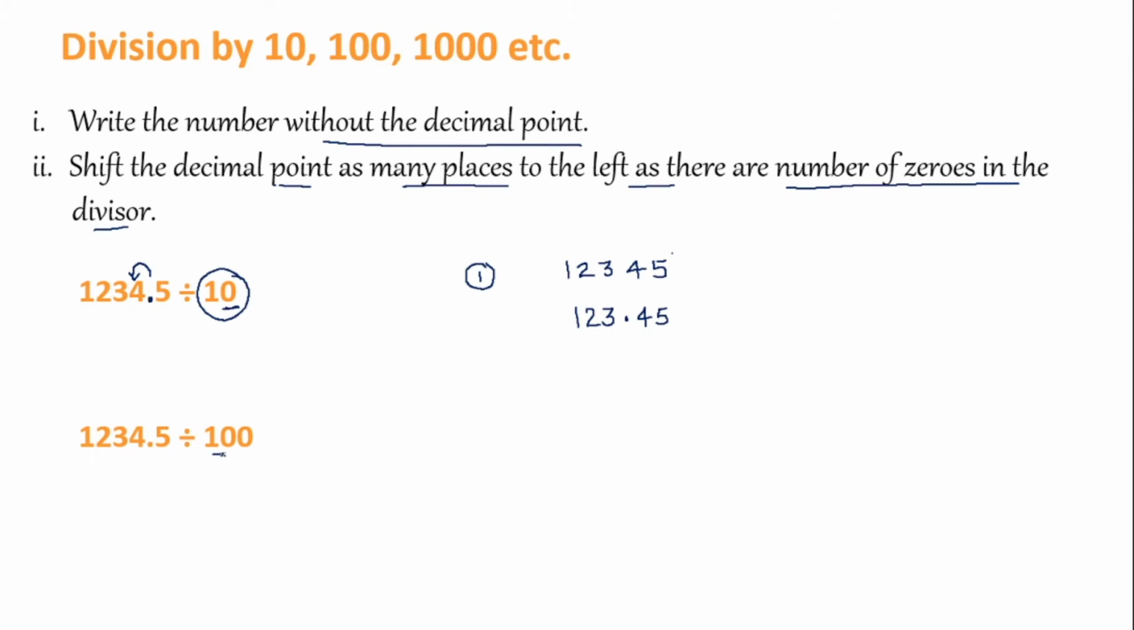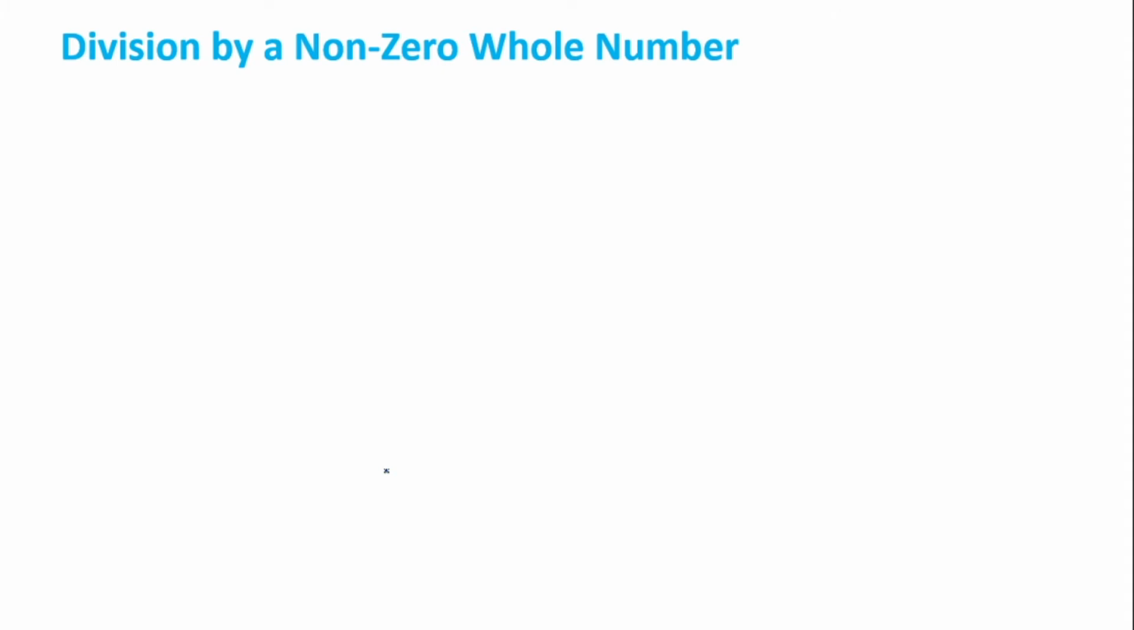Next example is you will divide 1234.5 by 100. So first step, you will write this number without the decimal point, and second step says that you have to shift the decimal point towards the left as many places as zeros in the divisor. So in this you have 2 zeros in the divisor. So you will shift this point 2 places towards the left, that is between 2 and 3. So your answer is 12.345.